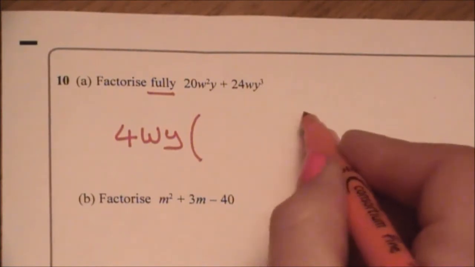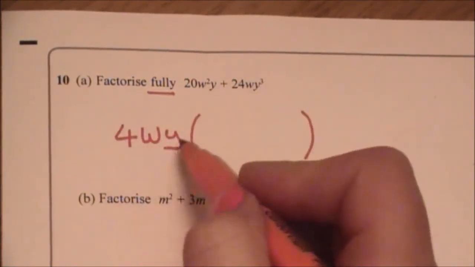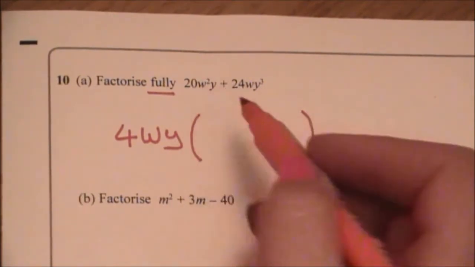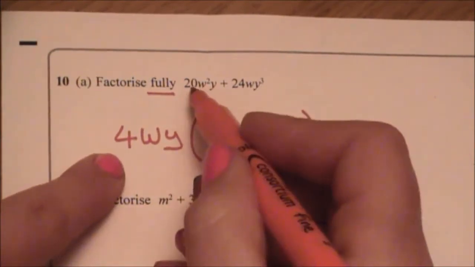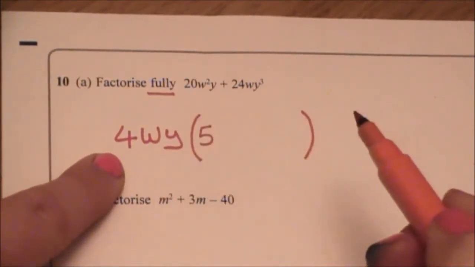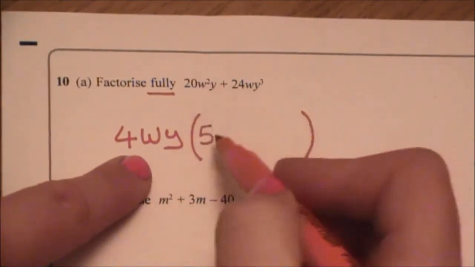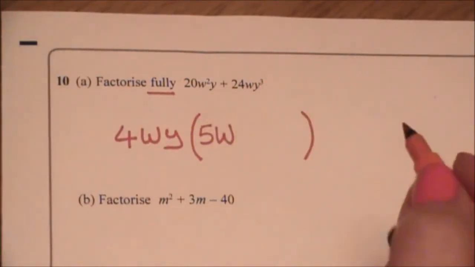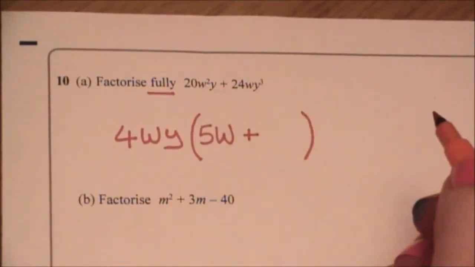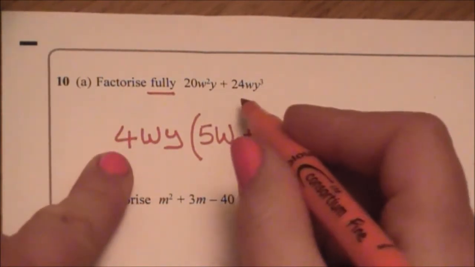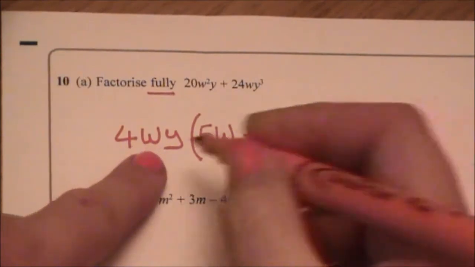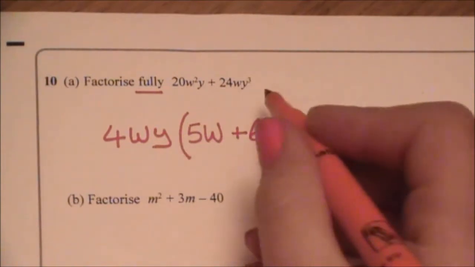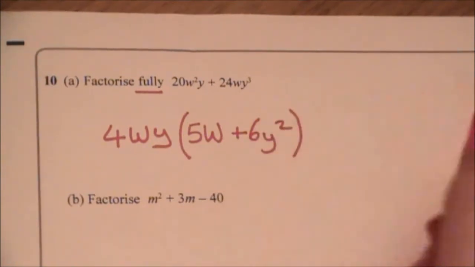Then I open my brackets up and I need to decide what I multiply 4wy by in order to get the answer of 20w squared y. So again, numbers first. 4 times what is 20? Well, that's 5. W times what is w squared? W. Y times what is y? Nothing. It's already y. So it's 5w plus 4 times what is 24? 6. W times what is w? No need for anything else because it's already w. And y times what is y cubed? Well, then that's y squared.